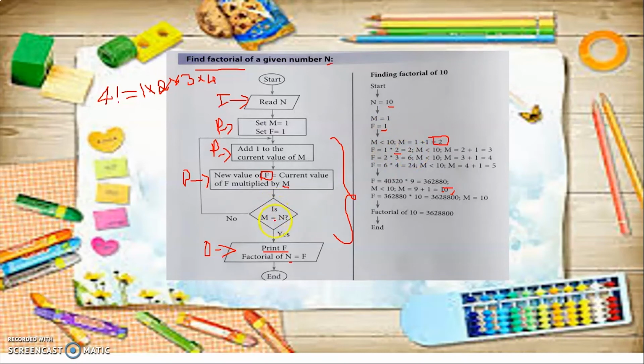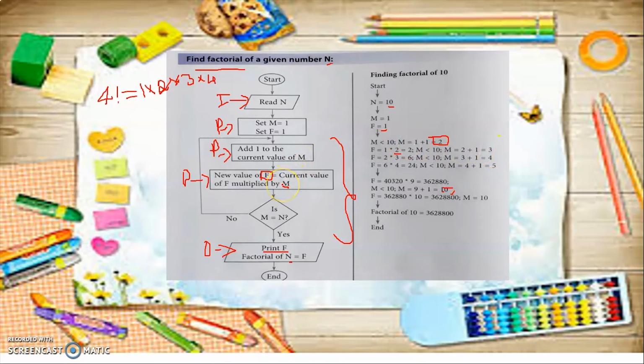Then I am moving on to this step: is m equal to n? No, see here our m value is 2 which is less than 10. So again the answer is no. So I am moving on to this step. I am going to add 1 to the current value of m. So what is my m value? 2. So I am going to add 1 to it. So 2 plus 1 is equal to 3.